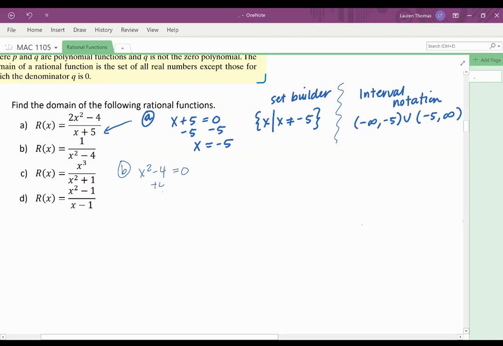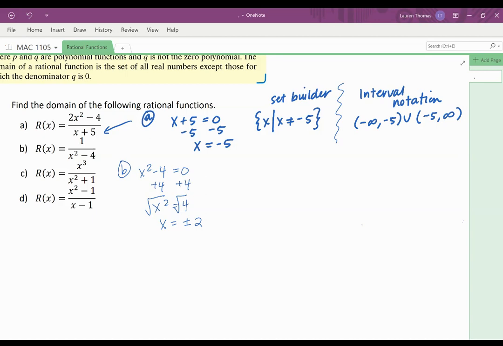I'm going to add 4. So it's going to give me x squared equals 4. In order to get rid of the second power, I'm going to square root both sides. So that's going to give me x equals plus or minus, don't forget, 2. So that tells me I can plug in anything I want into that function except for positive or negative 2 because it's going to give me a 0 in the denominator.